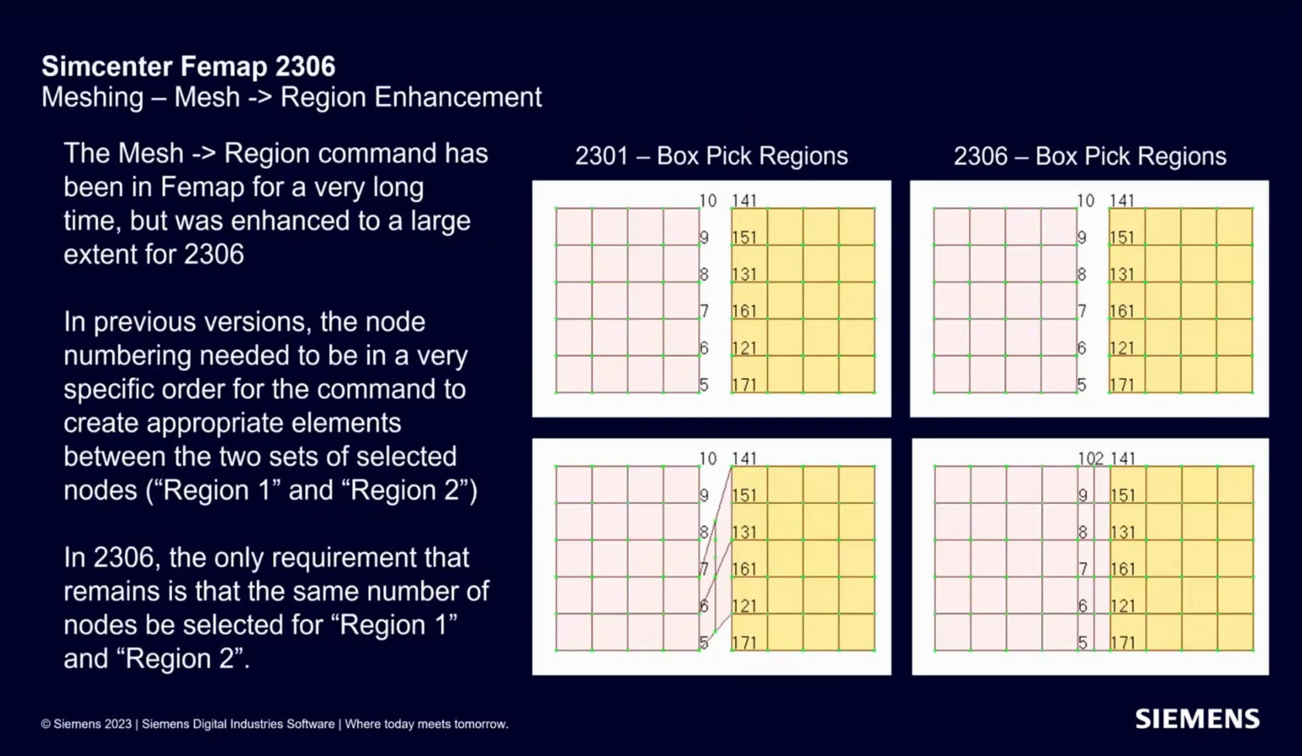A cool thing that we did with a very, very old command was an enhancement to mesh region. It's almost like one of the original Femap commands for meshing. Previously in 2301, if you picked 5 through 10 on the one side and 141 through 171 in any order, you would get that messed up junk at the bottom just because it was relying on numbering. In 2306, if you box pick both those regions, then you just get it to properly fill in that region.